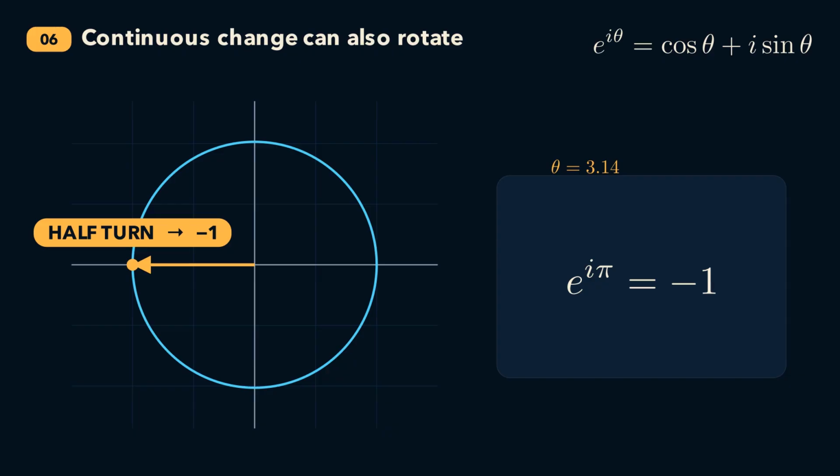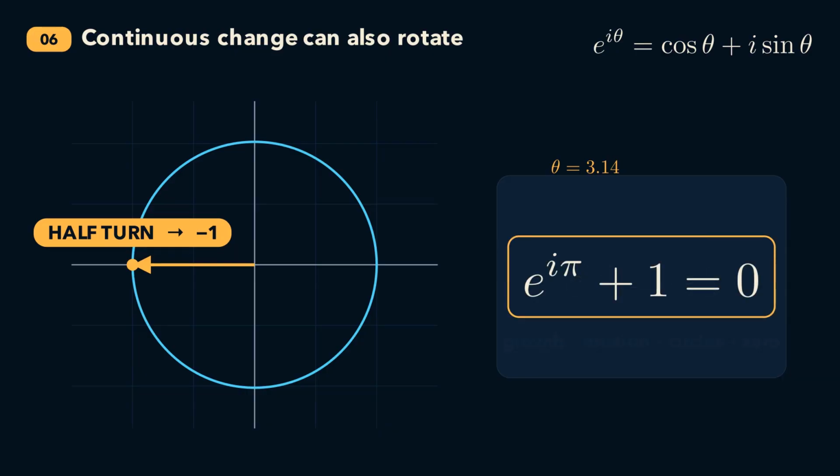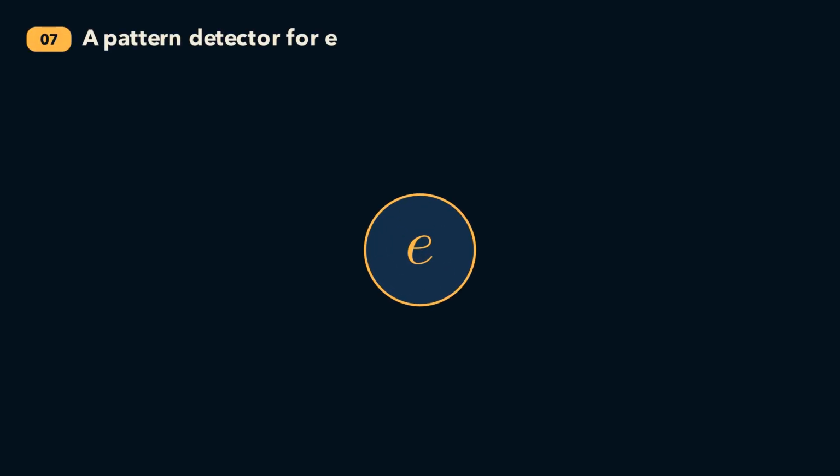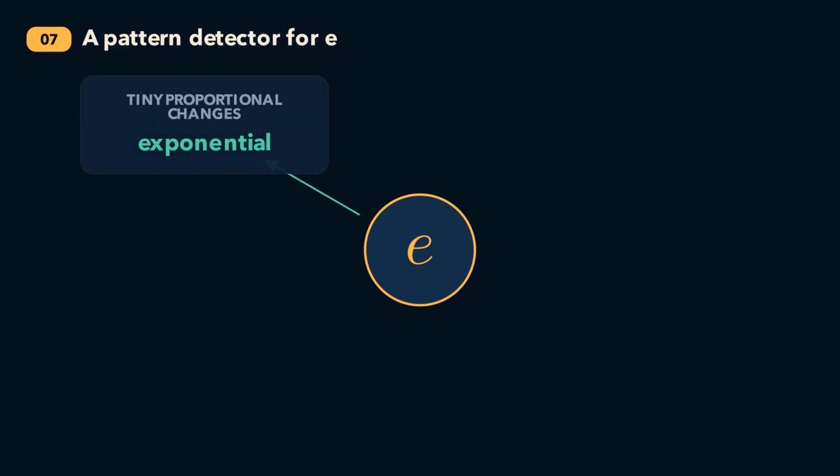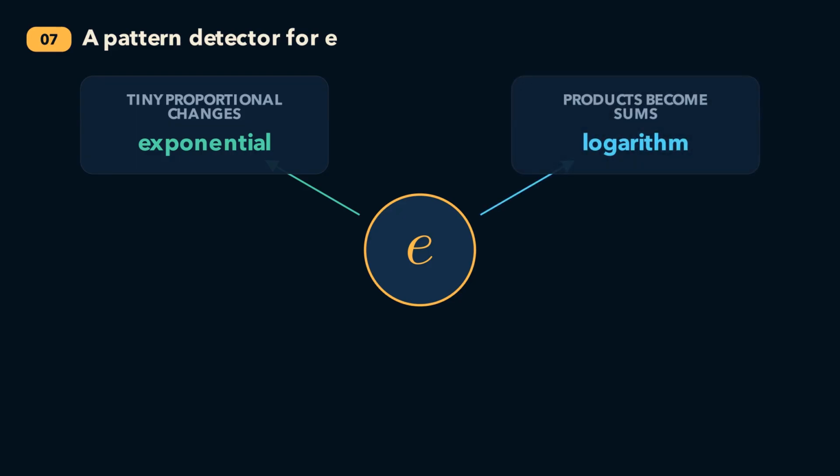Growth, rotation, pi, 1, and 0 meet in a single line, not by coincidence, but because continuous change follows the same exponential engine in different directions. This is why E keeps appearing in science and statistics. Random independent effects often combine by multiplication, while logarithms turn those products into sums. Smooth growth and decay create exponentials. The bell curve uses E to make probabilities fade smoothly away from the center.